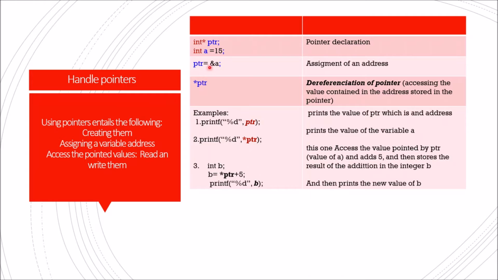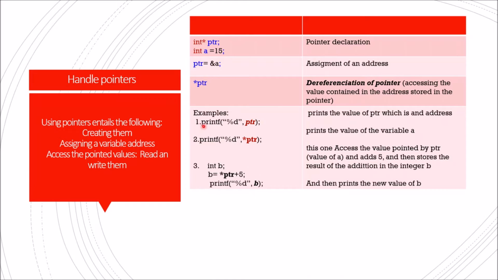So ptr points to the variable a. Okay, I point to the address of a. However, I want to use the value stored in this address. This is how you do that: asterisk and the name of your pointer.